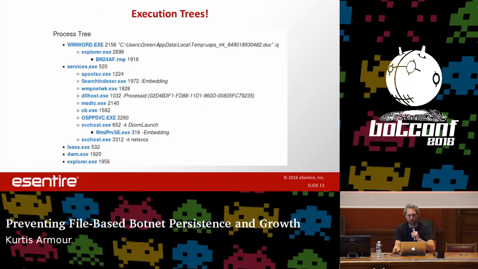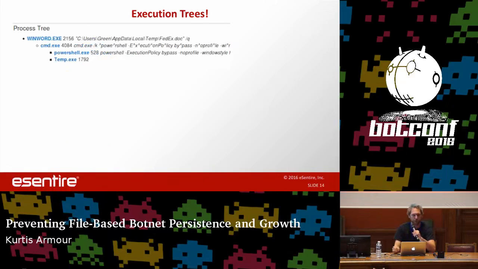So let's look at some of these execution trees. In this example, there's a document macro that drops a binary, and then it executes it, and then bad stuff happens, right? This example here, Tom touched on briefly. I think we were using a very similar sample, but it's a document macro which executes cmd.exe, which then executes PowerShell. PowerShell downloads and executes the executable.